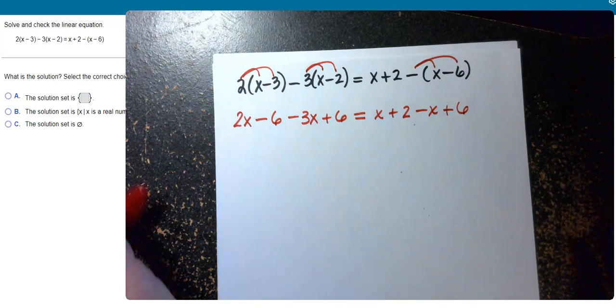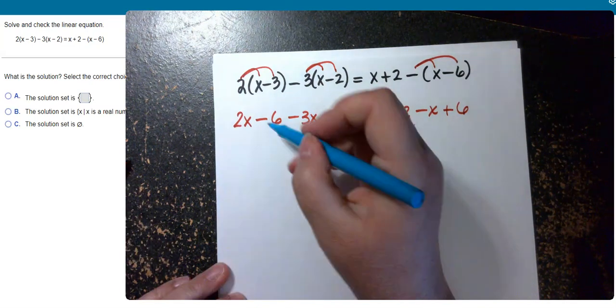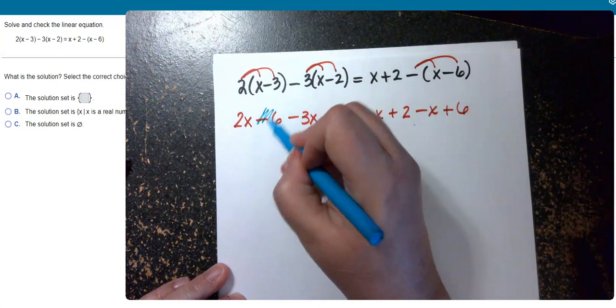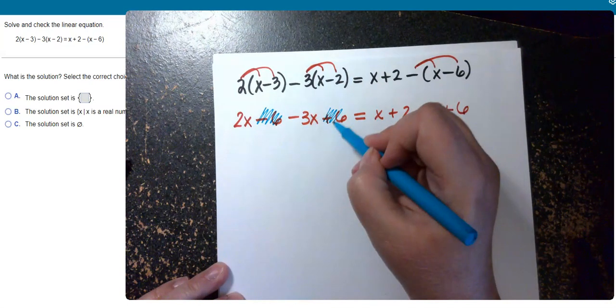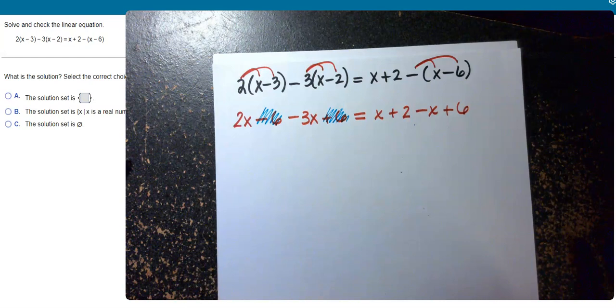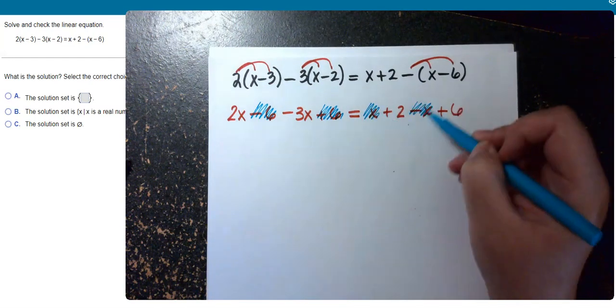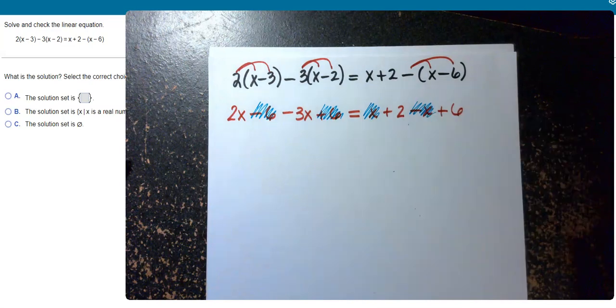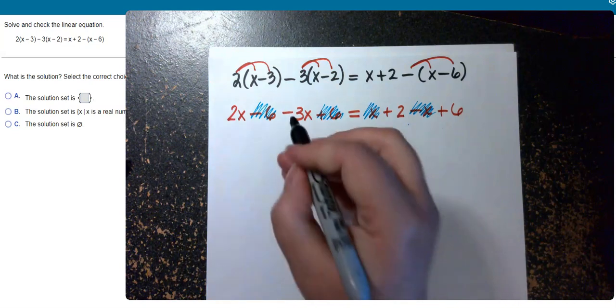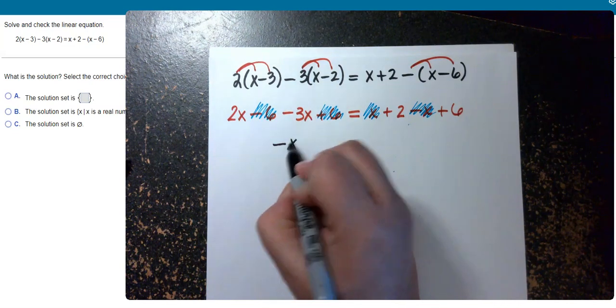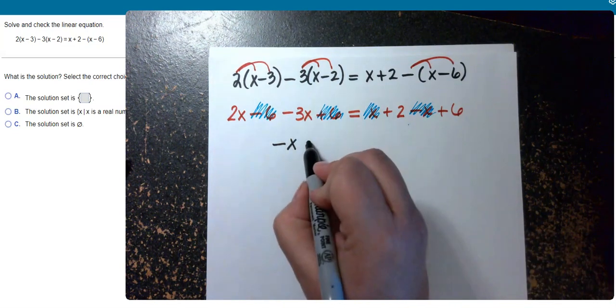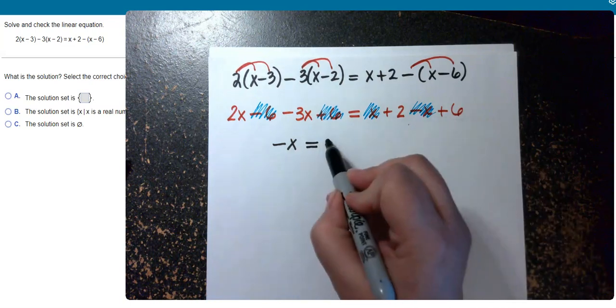So again, I have this great situation where I have stuff canceling out or adding to 0. Negative 6 and positive 6 adds to 0, so that disappears. Positive x and negative x adds to 0, so that disappears. So that means that on the left side of this equation, I have 2x minus 3x, which is negative 1x, or just negative x. And on the right-hand side, I have 2 plus 6.